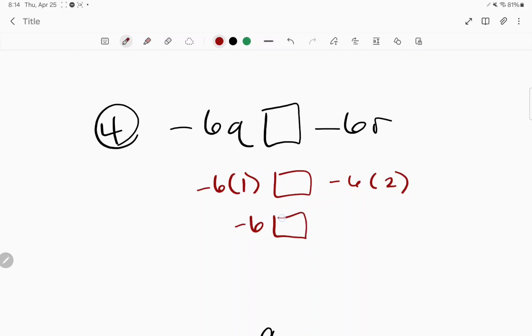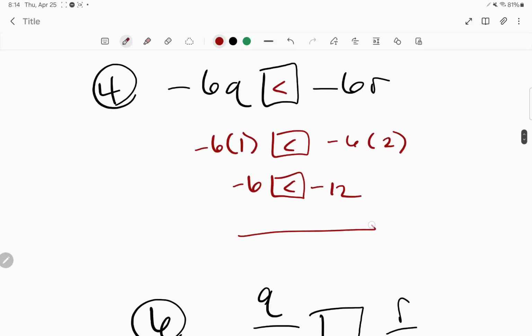So you have negative 6. And if we were to put less than in there, you'd have negative 6 is less than negative 12. And that is not true because on a number line, negative 12 is over here, negative 6 is here. And so when we multiply both sides by a negative, you notice that inequality needs to flip. So we're going to flip that so that the left side is greater than the right side.